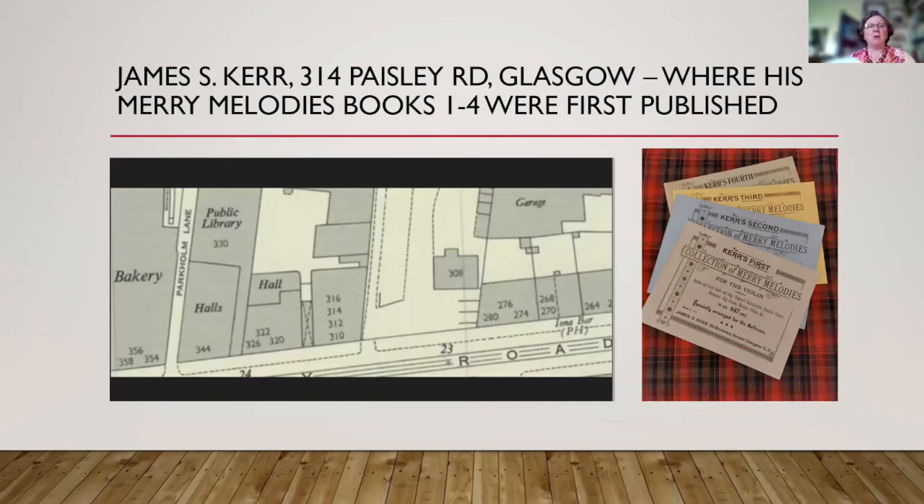This is a map showing the location of Kerr's shop at number 314 Paisley Road in Glasgow. The shop was a close neighbour to a hall that was used for social dancing and dancing classes. There were eventually four books of Kerr's now famous Merry Melodies, which you see in the picture on the right. The latter two were published after James Kerr himself had died, and he had another collection of reels and strathspeys, which was also popular.